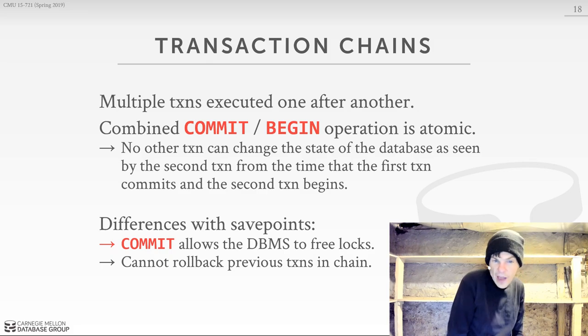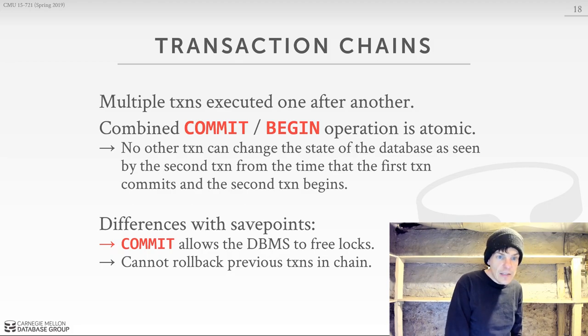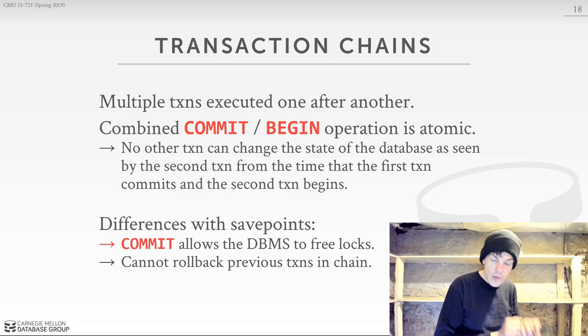Now this sounds like save points, but the key difference is that each transaction, or sub-transaction if you want to call it that, within the chain is its own standalone transaction. That means you're not going to be able to roll back any previous transactions you successfully executed in the chain within the database system. A call is commit, things get flushed to disk, you send acknowledgement back to the application server, and it's done. You can't roll that back.